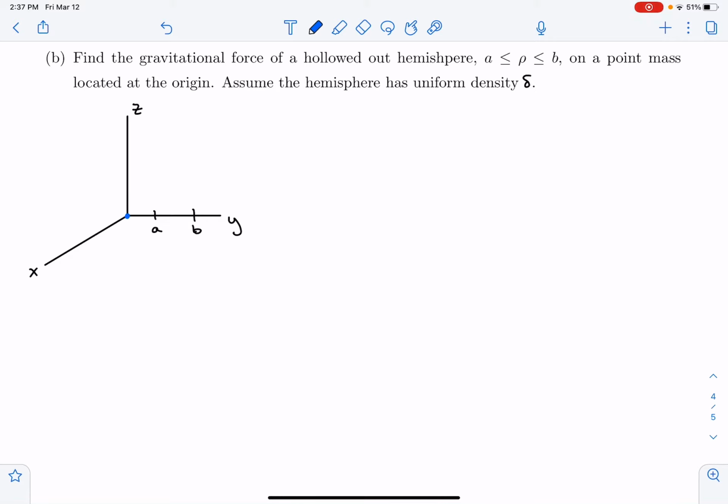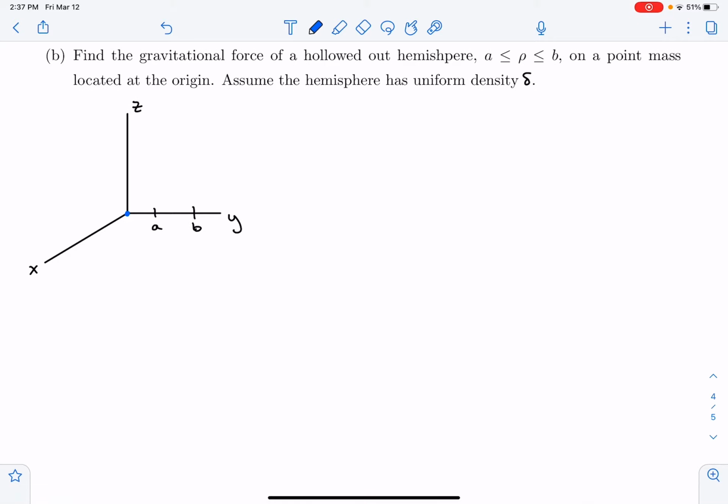So here we're going to have a hollowed out hemisphere. I'm imagining a hemisphere where we've taken out the hemisphere of radius A from a hemisphere of radius B. So I'm going to draw my hemisphere of radius B like this. And then I'm going to assume that I've taken out the hemisphere of radius A from the inside there. And we're going to ask, what is the gravitational force of that hemisphere on a point mass that's located at the origin?